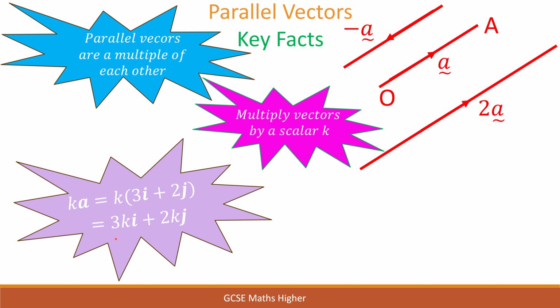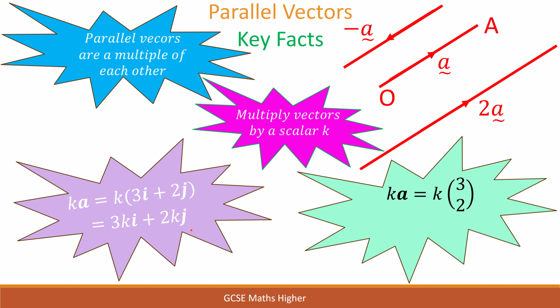So this is it written in vector notation, in i and j notation. Remember, put squiggles underneath your i's and j's. When we do it in column notation, I've got k times a, where a was the vector 3, 2. So k times 3 is 3k, and k times 2 is 2k. So this is how we multiply by a scalar in terms of vectors. So we can do it in both types of notation.